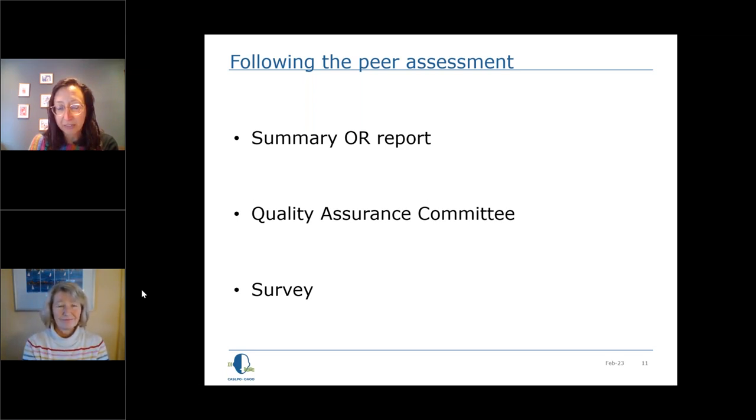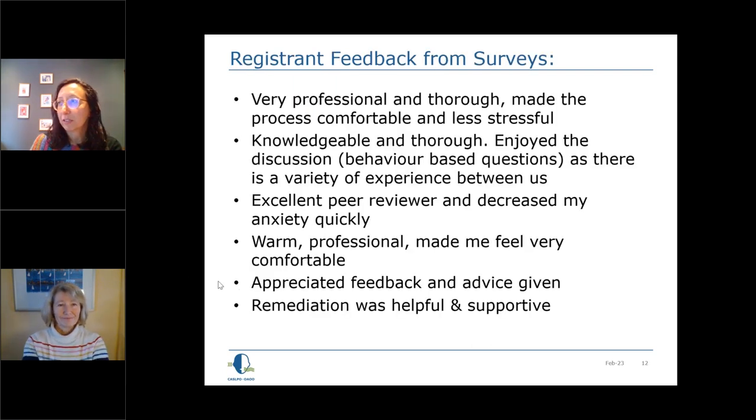So we have included here one handout that is just tips from peer assessors of things that they like to see. Better for you to have that information before rather than after. And then we also have some feedback survey from last year.